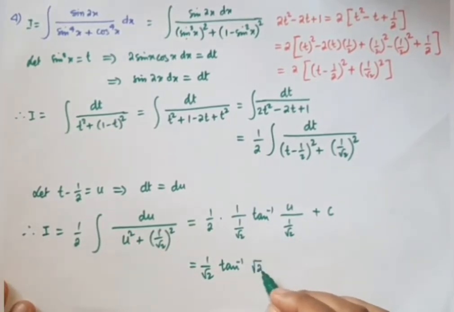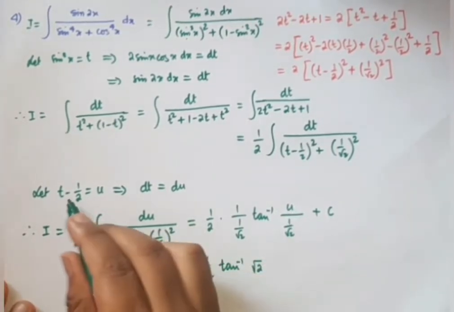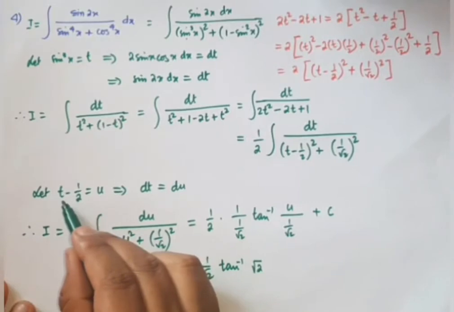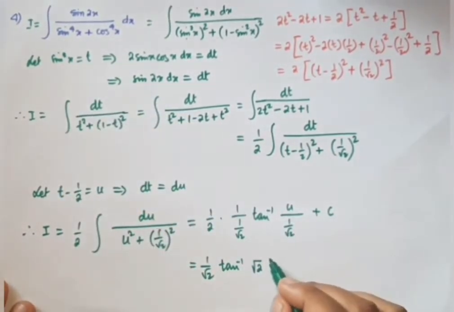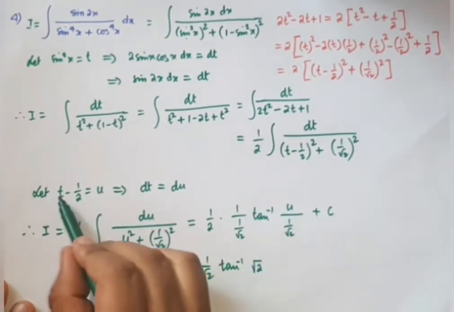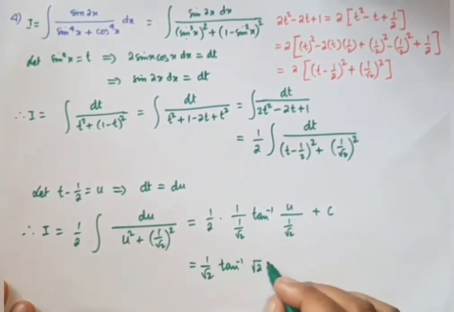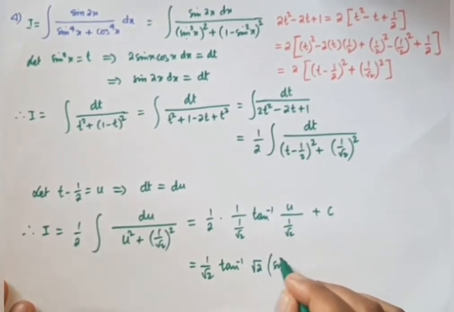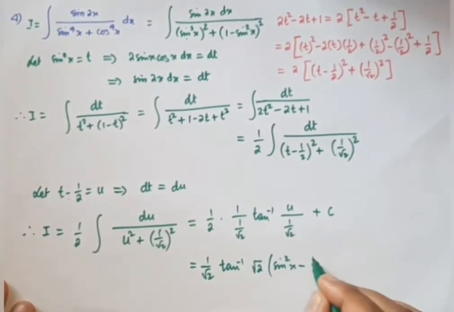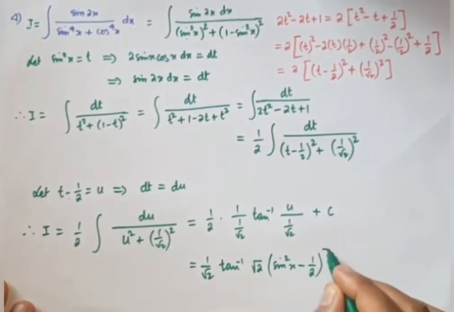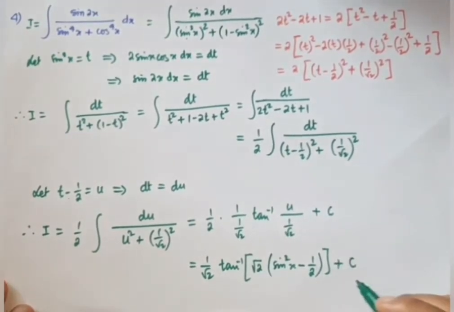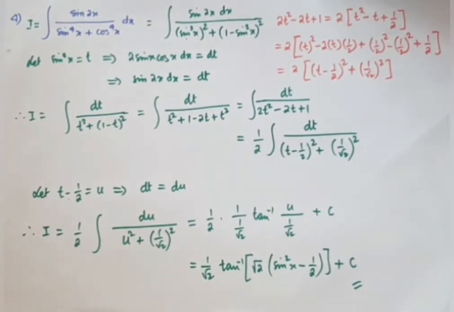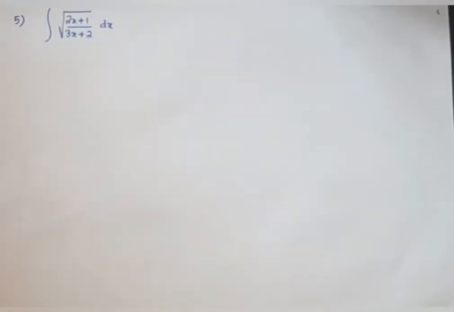So root 2 u, but u is how much? u is t minus half, right? And how much is t actually? t is sine square x, so that's why I am writing, instead of u, sine square x minus half. So we have tan inverse of root 2 times (sine square x minus half), with constant of integration. So this will be my answer for this particular question. Okay, let us go to the next question.